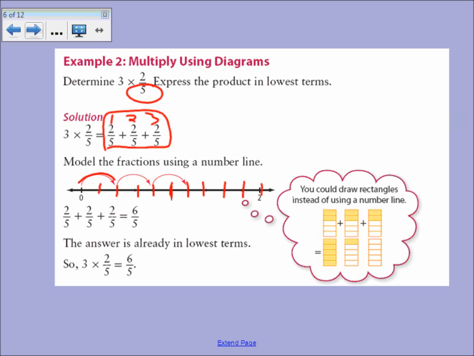So 1, 2 is the first one. We do this 3 times. There's the second. There's the third. We know that this is 1. So we have 1 and 1/5. So 1, 2, 3, 4, 5, 6 adds up to 6/5, or we can count it as 1 and 1/5.